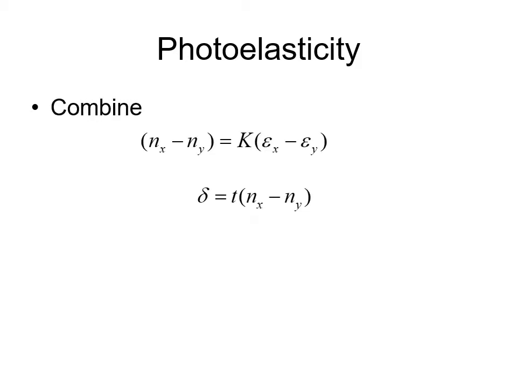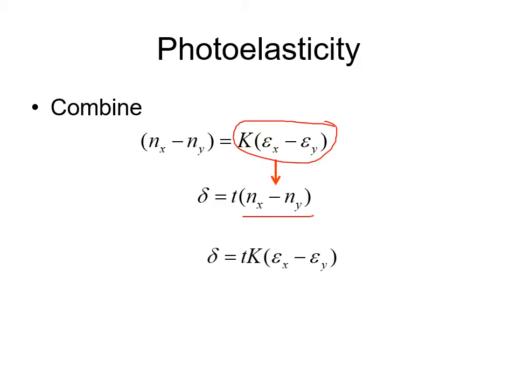So now we have two relationships here. We have our Brewster's law and we have a retardation delta down here. We can combine these two together. If we take a look at Brewster's law here, we can see that n sub x minus n sub y is equal to k times epsilon x minus epsilon y, whereas in our delta down here we have delta is equal to t times nx minus ny. So we can see that nx minus ny, according to Brewster's law, is equal to k times epsilon x minus epsilon y. So we can take this term right here and we can plug it in right here. So that's what we're going to do, we're going to take that, plug this in down here.